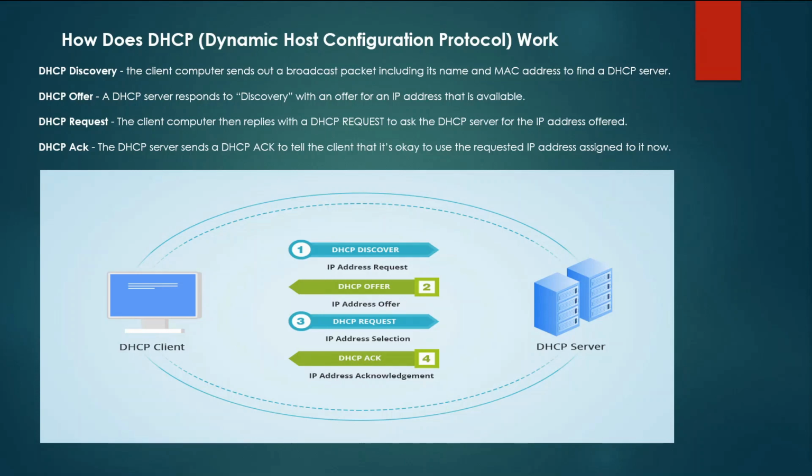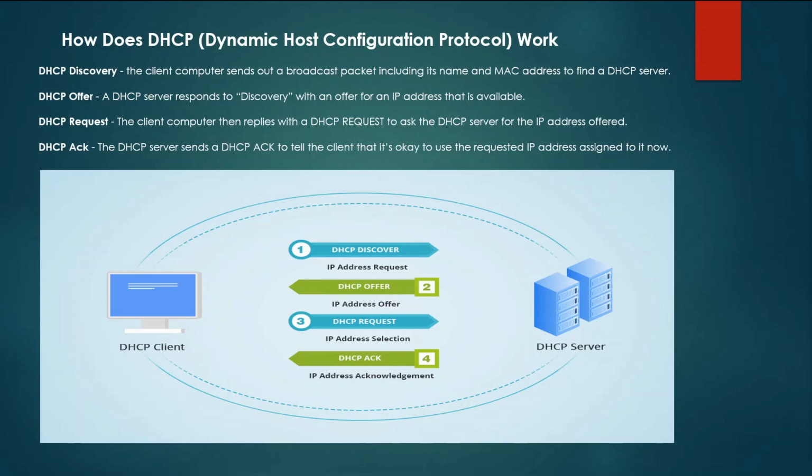The last step, step number 4, is DHCP acknowledgement, or ACK. The DHCP server sends a DHCP acknowledgement to tell the client that it's okay to use the requested IP address assigned to the client, to you, right now. So acknowledgement is basically the DHCP server saying okay, here we go, go ahead and access the network and use the information I gave you.